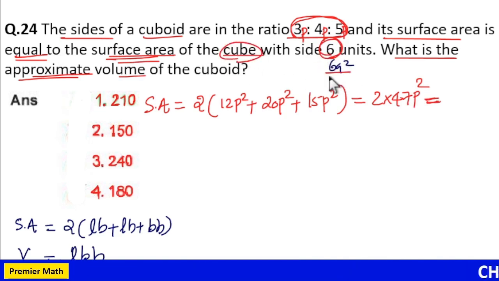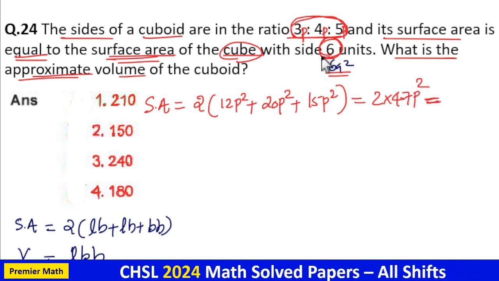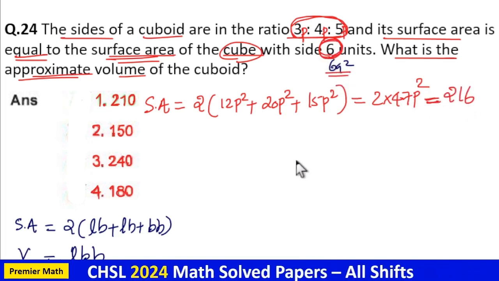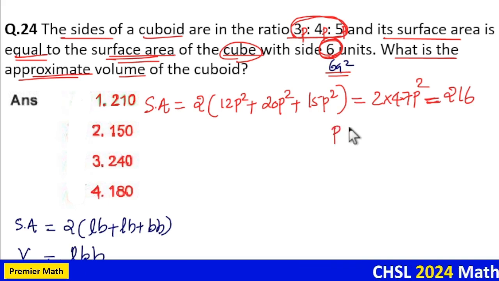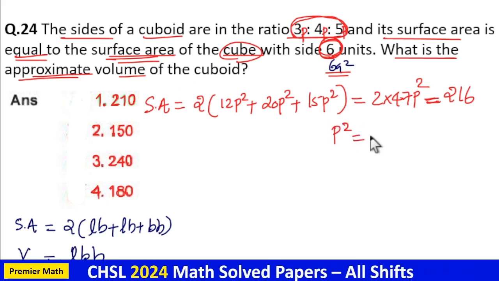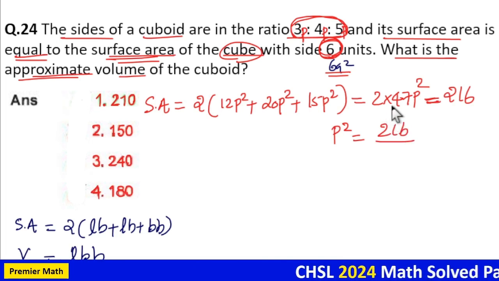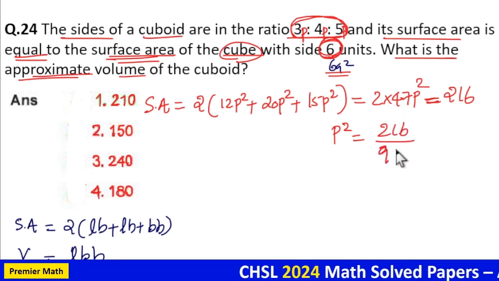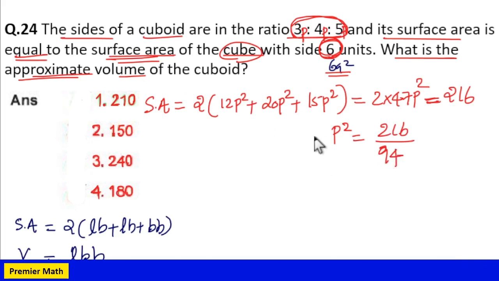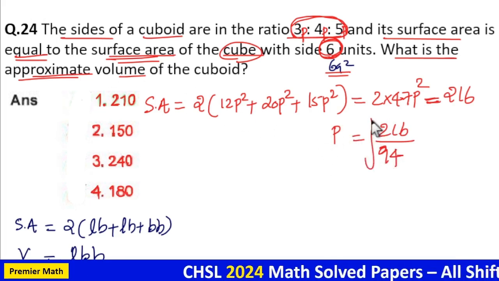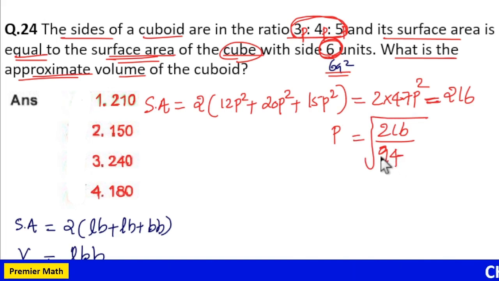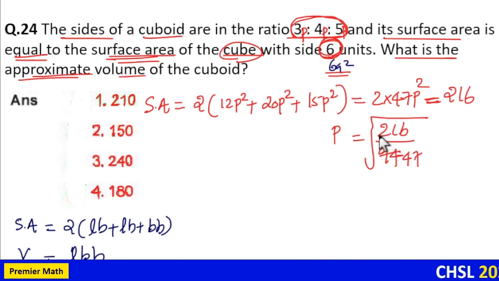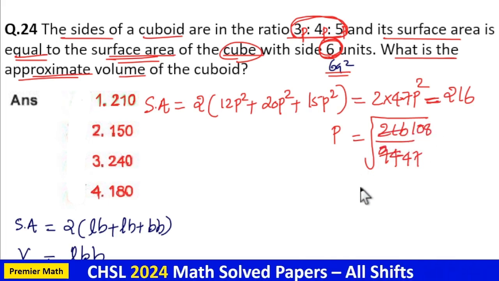Surface area of cube is equal to 6a square. Side is equal to 6 means this is equal to 6 cube, which is 216. Now p square is equal to 216 divided by 2 into 47, which is 94. Now p is equal to root of 216 by 94. 2 goes 47 times in 94. 2 goes 108 times in 216.